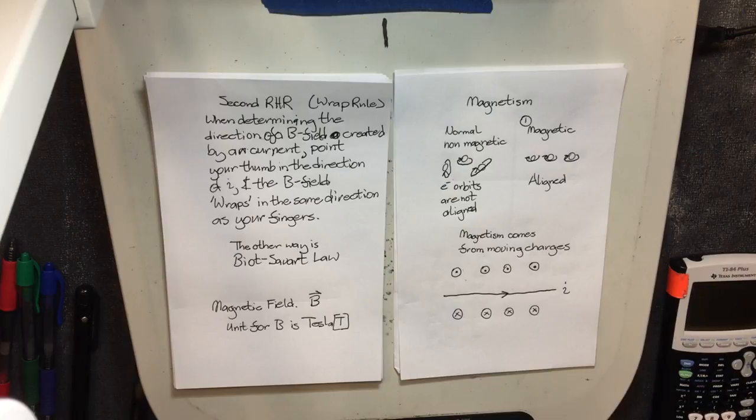If the current is like this, you put your thumb out and see how the current wraps around. So the B field is kind of like a circle. At this particular point, the B field is like this. The B field over there is like this. The B field over there is like this, and so on.